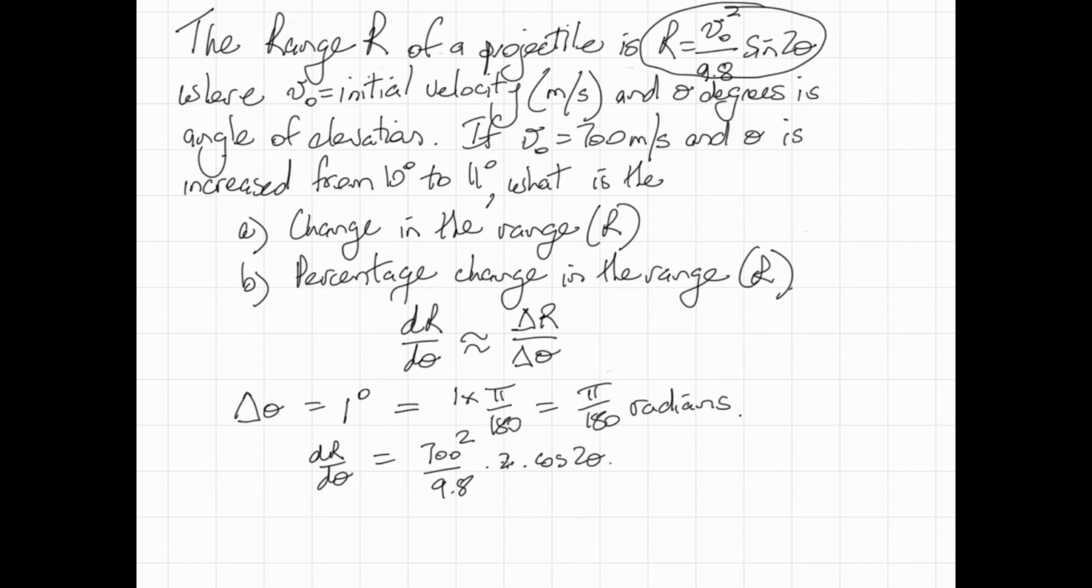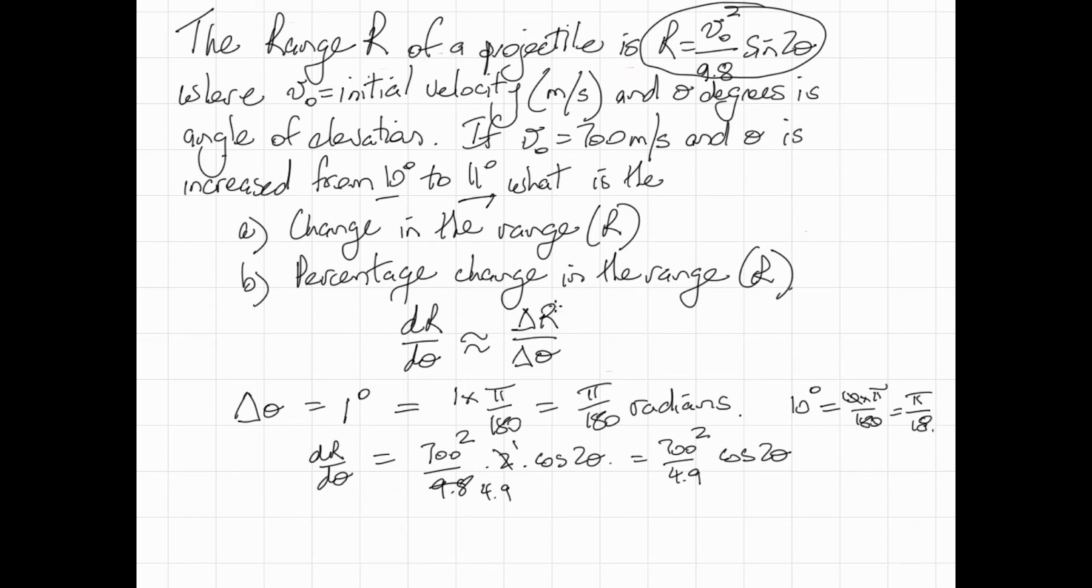The 2 will go into that 9.8 4.9 times. So that'll be 700 squared over 4.9 times the cos of 2 theta. Now it's going to go from 10 degrees to 11 degrees. So 10 degrees in radians will be 10 times pi over 180, which will be pi on 18.